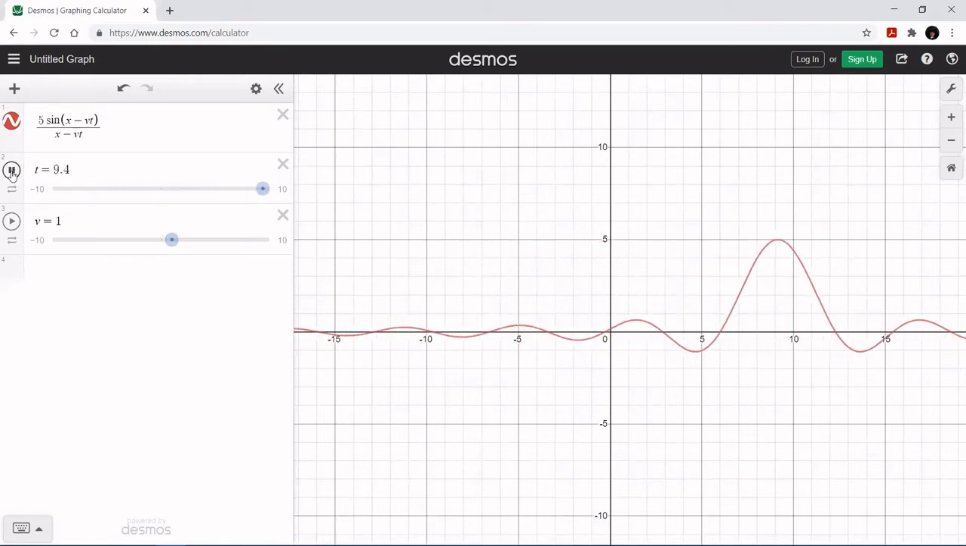Beautiful. As expected, as time advances, our wave or disturbance, whatever you'd like to call it, travels to the right. And why don't you observe this, the speed of that motion?